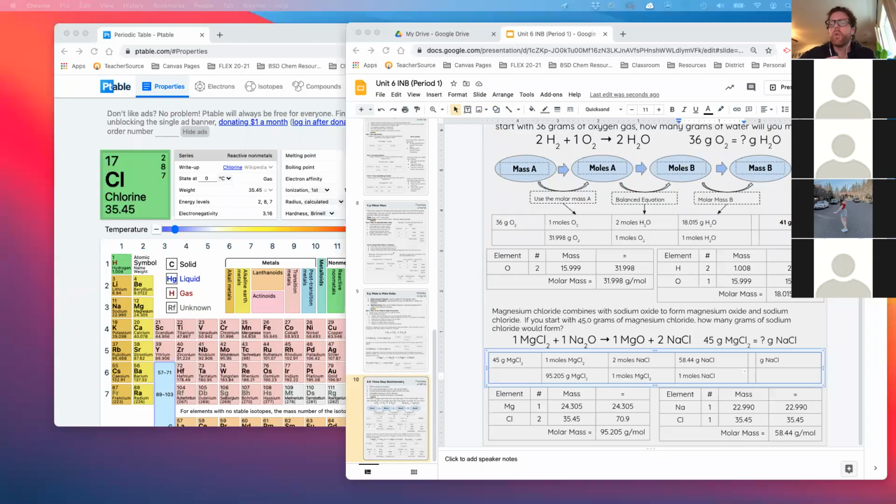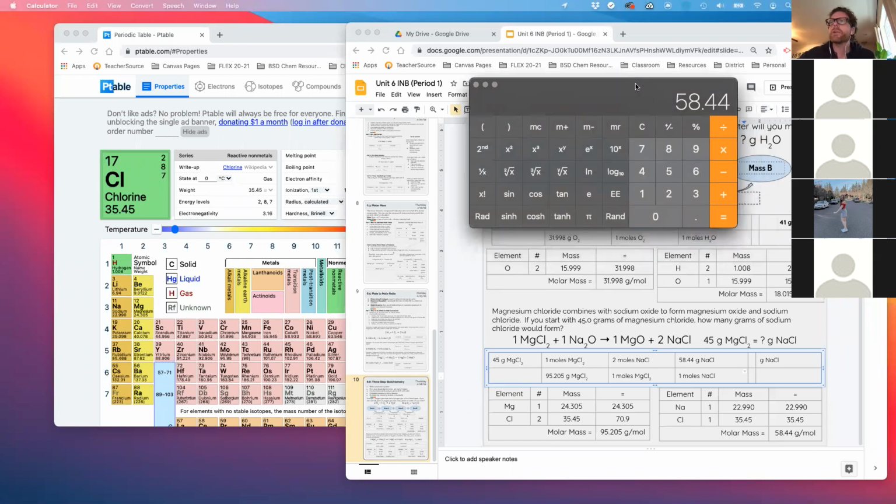All right, so now we are in our last step, which is just the math part of it. So what I do is I say, okay, 45 times 1 times 2 times 58.44, just the top number. So 45 times 1 times 2 times 58.44, and I make sure I use the equal button now. And now I'm going to divide it by everything on the bottom individually. Divided by 95.205 equals, divided by 1 equals 55.2.